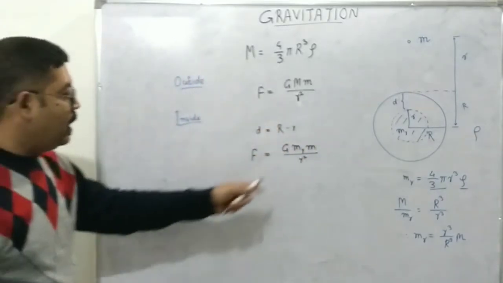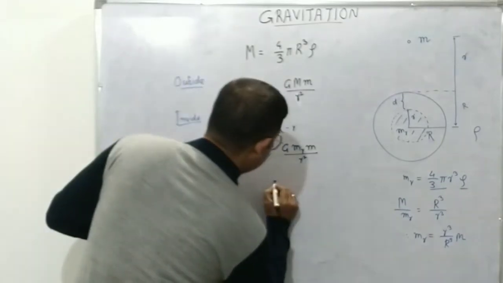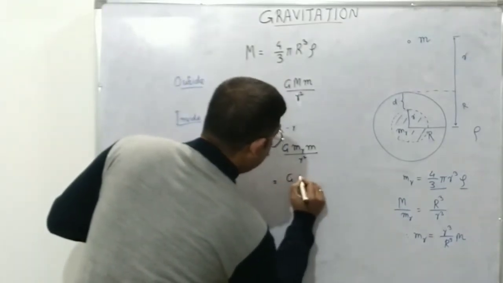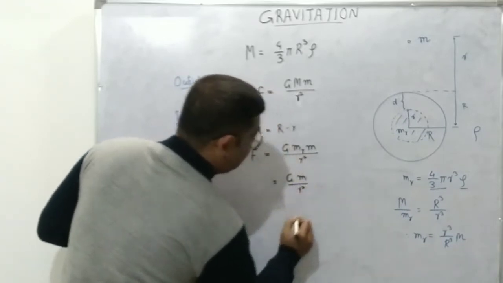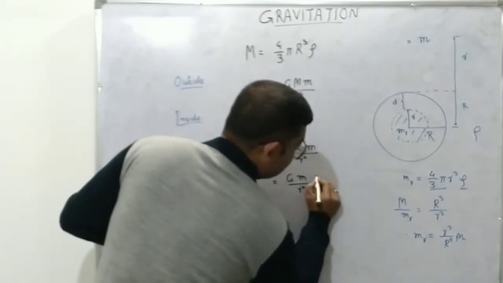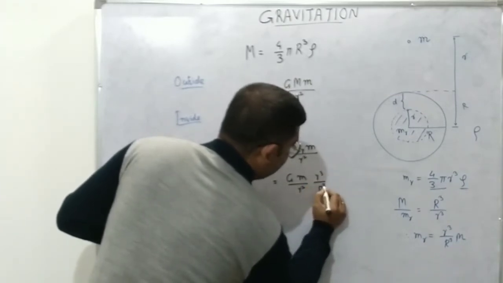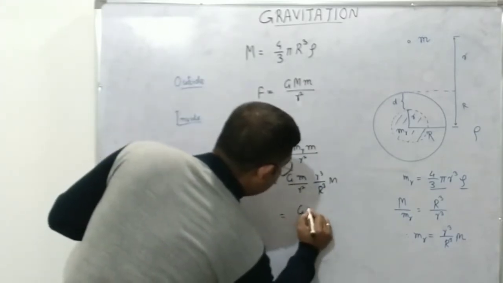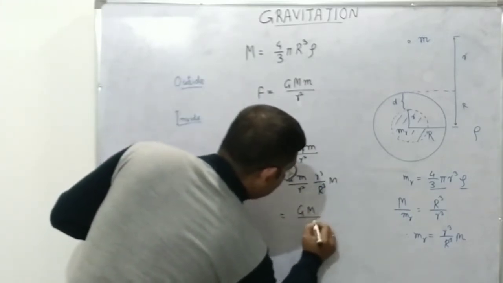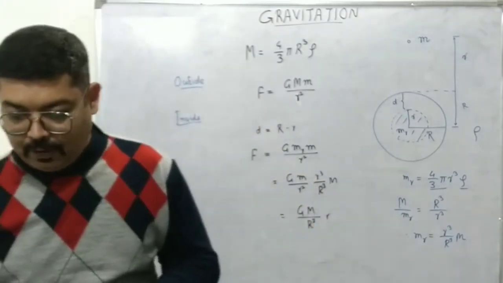And if we substitute that value here, what do we get? We get G small m by r squared, and then we substitute this value, that is m_r, which will be r cube by capital R cube into M, which will simplify to G M m by capital R cube into r, as we have found already. Okay.